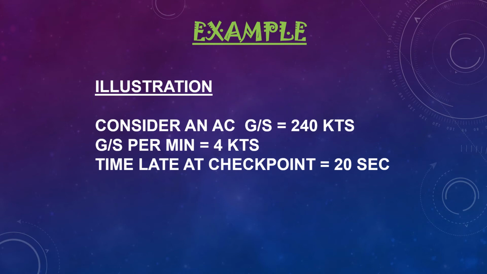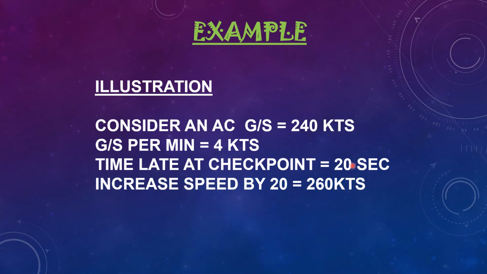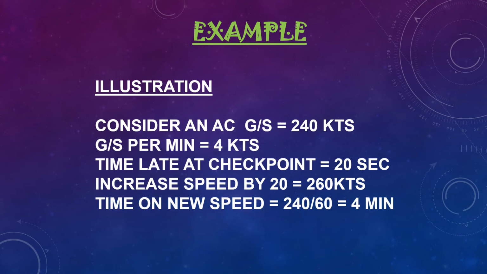Let us solve an example. Consider an aircraft with a ground speed of 240 knots. So its ground speed per minute comes out to be 4 knots and it is late at a checkpoint by 20 seconds. By Bell's method, you would like to increase the speed by 20 knots. So the new speed would become 240 plus 20, which is 260 knots. Also, you have to hold this speed for a time equal in minutes to the basic ground speed per minute. That is to say, you have to increase the speed to 260 knots and hold it for 4 minutes.